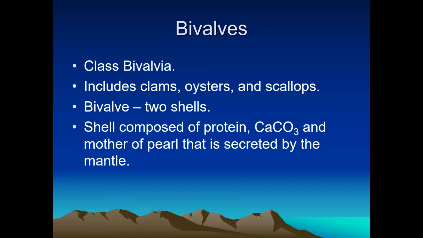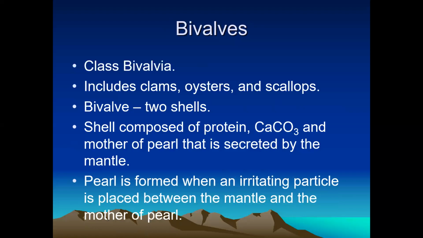Mother of pearl is secreted by the mantle, and yes, pearls are formed from that. The pearl forms when an irritating particle is placed between the mantle and the mother of pearl. We always talk about the sand in the oyster, and it covers it up and makes this pearl. It does that because it's an irritant, and it's at least analogous to us having an allergy. We get dust in our nose and we sneeze and start producing mucus to wash it out, and sneeze to blow it out. And if the particle is not removed, we continue to secrete mucus.